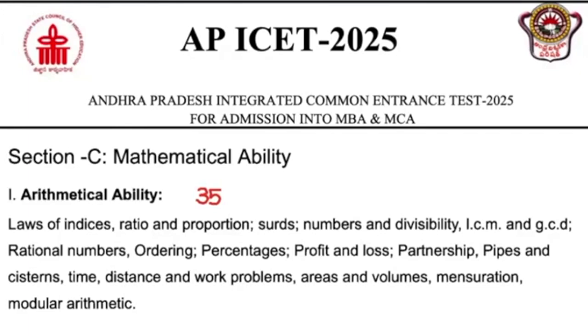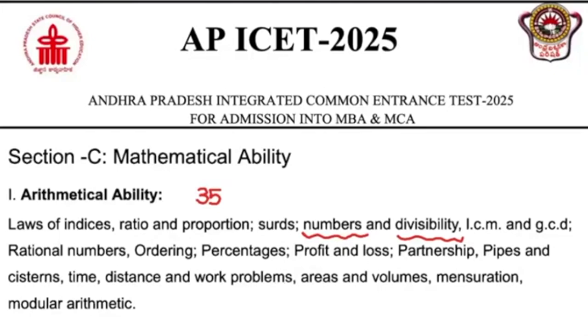To start with arithmetic ability, the major foundation topic is numbers and divisibility, that means basic number system. We'll see what types of questions appear in number system and how we can tackle them, all one by one. Once we are done with numbers and all the repeated patterns, we'll look at LCM and GCD, and then surds and indices, rational numbers, ordering the fractions and so on. Then we'll move on to percentages and the other topics.